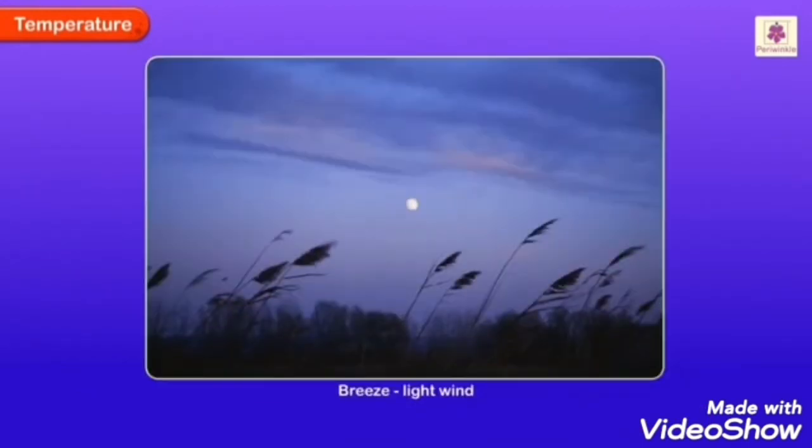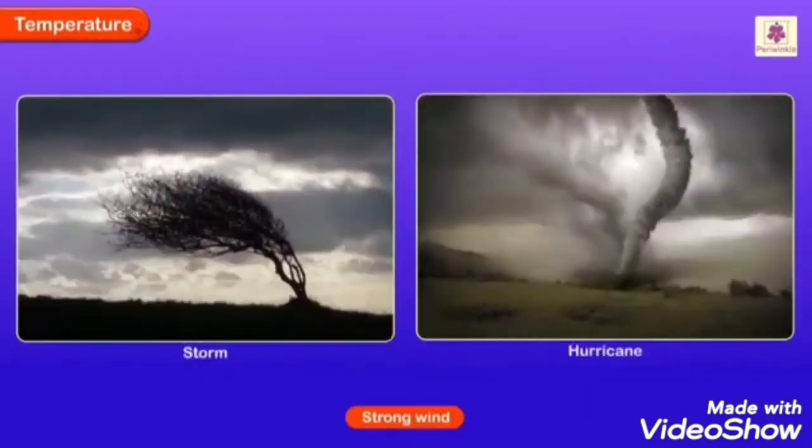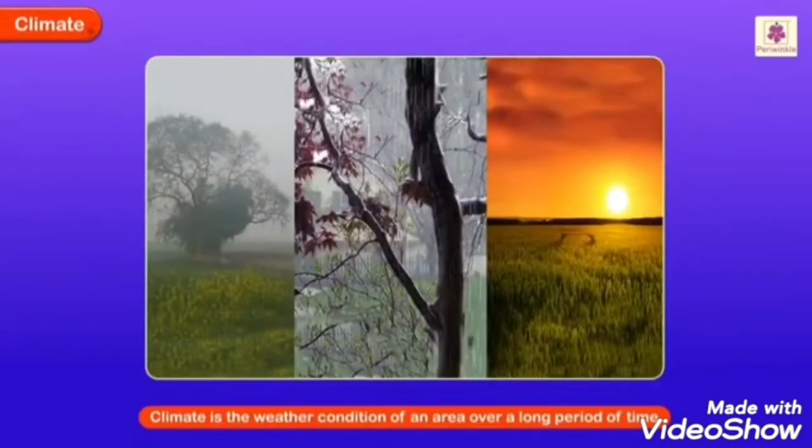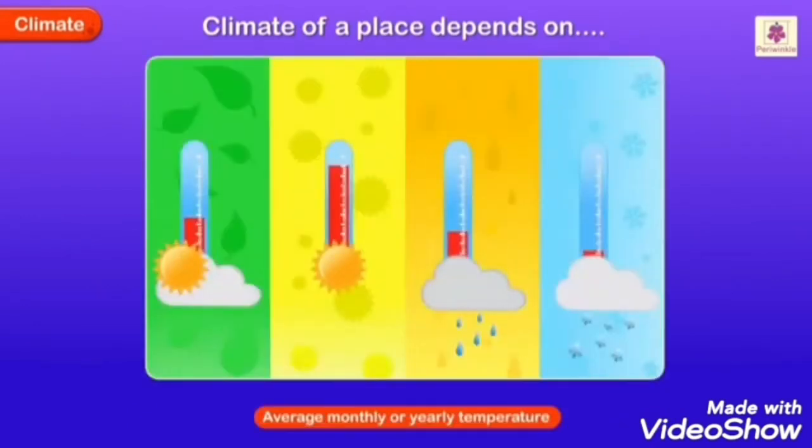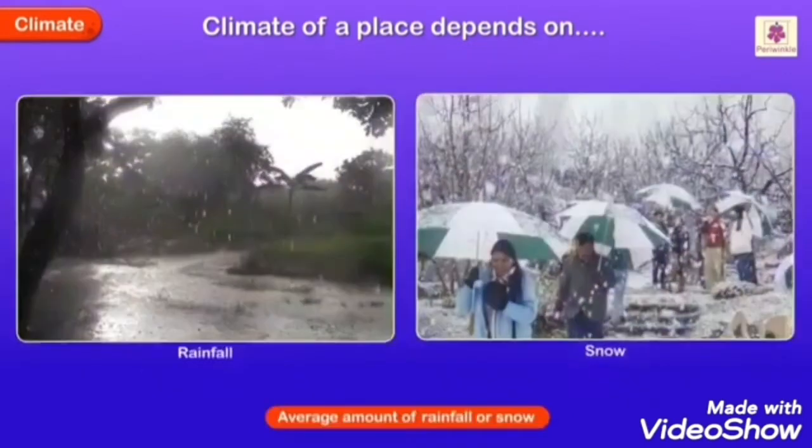The wind is sometimes a light, pleasant breeze. At other times, it can be very strong and can cause a storm or a hurricane. Climate. Climate is the weather condition of an area over a long period of time. Climate of a place depends on its average monthly or yearly temperature, and average amount of rainfall or snow.